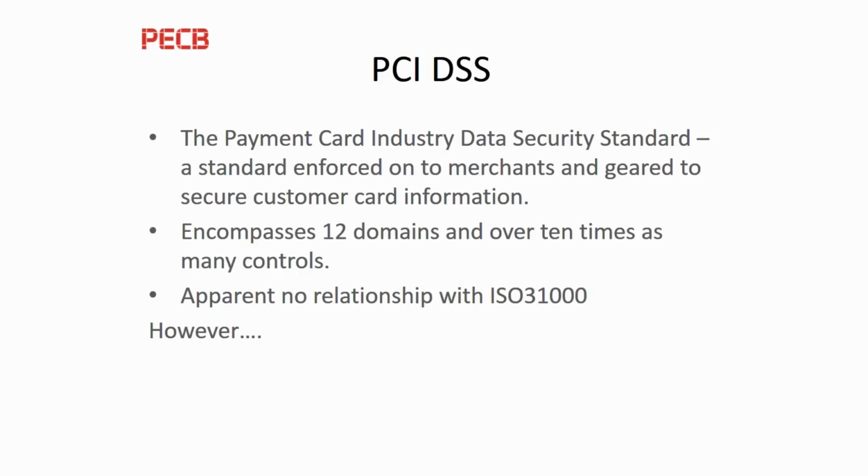PCI DSS, as you probably know, is the Payment Card Industry Data Security Standard. It has 12 domains and a lot of mandatory controls, specifically about 142 of 144. PCI DSS is geared towards securing customer card information and PII, the personally identifiable information that is associated with the cardholder. In appearance, it really doesn't have any ties to ISO 31000. It doesn't spell anything about ISO 31000. As a matter of fact, it really doesn't say anything about risk specifically.